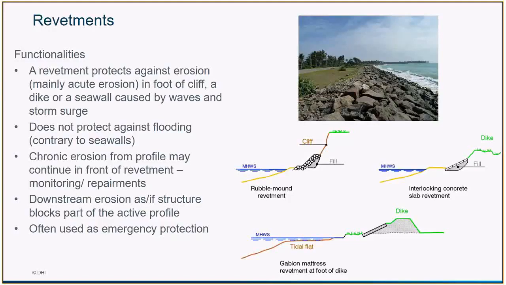Another type of hard structure, which is very close to seawalls but not exactly the same, is revetments. It's a bit the same as seawalls. They protect against erosion, mainly acute erosion, at the foot of a cliff or of a dike. But the main difference with a seawall is that they're not designed to protect against flooding. Once again, they can have different shapes to absorb the wave energy.